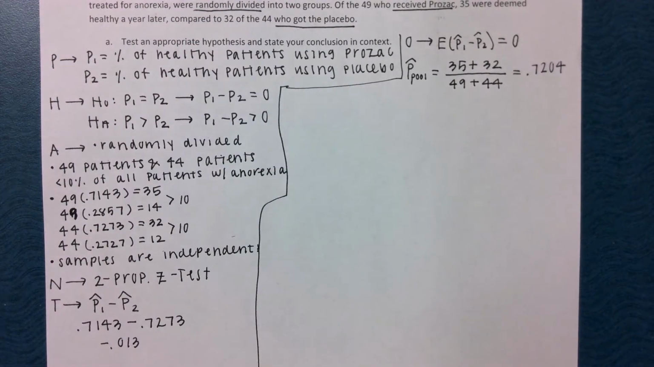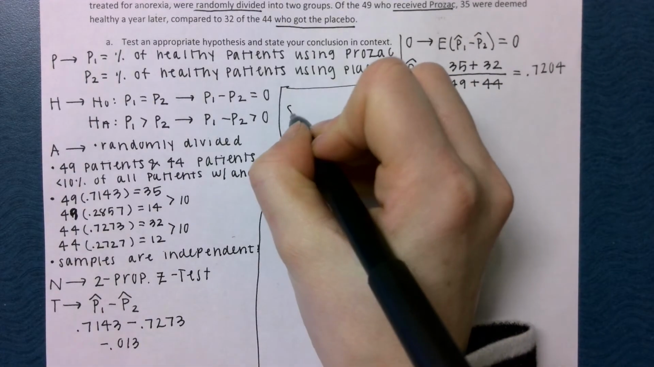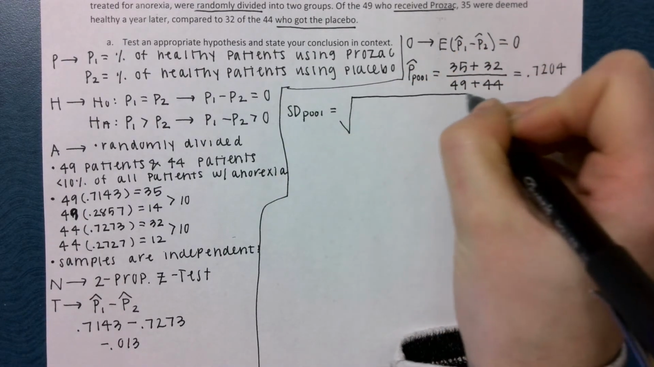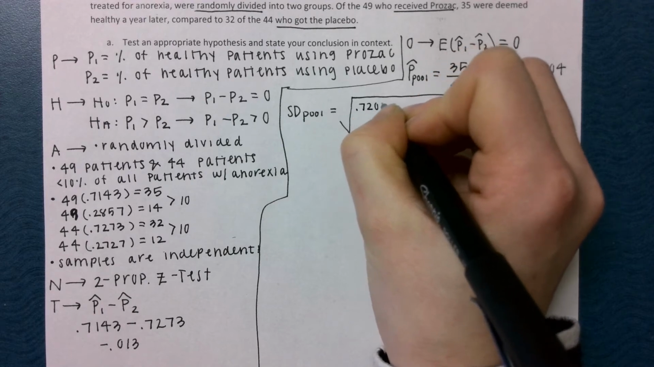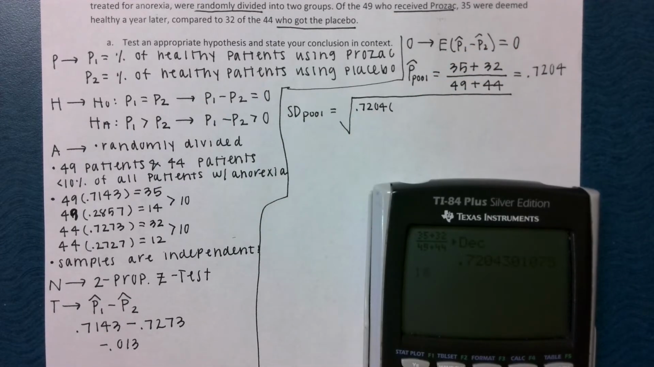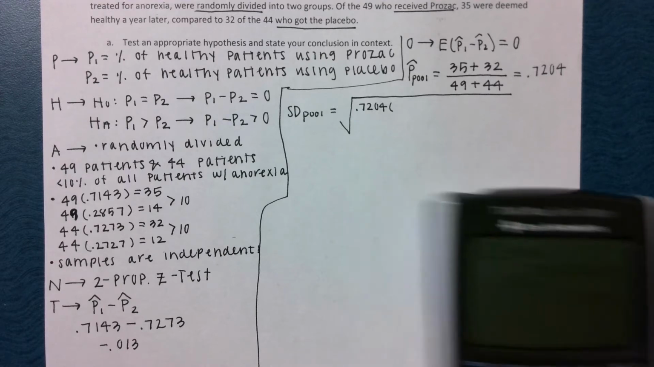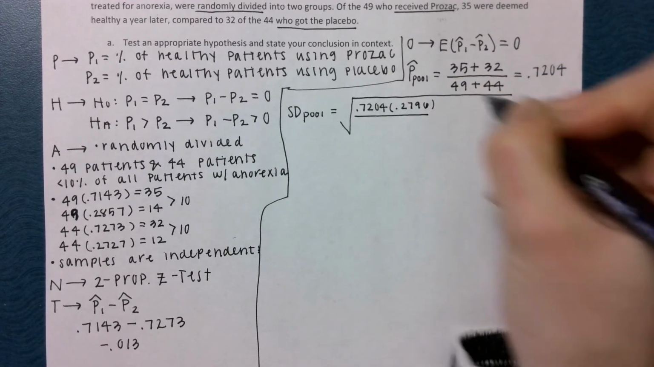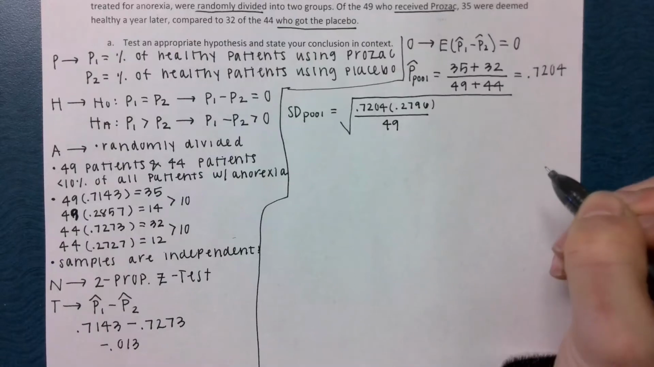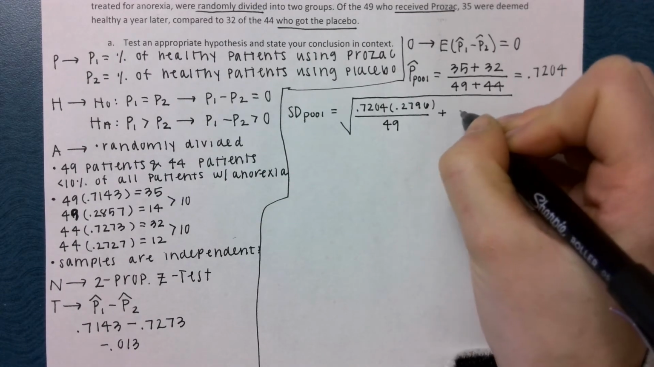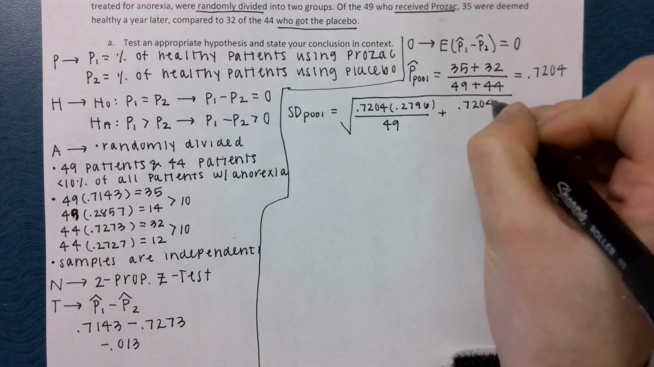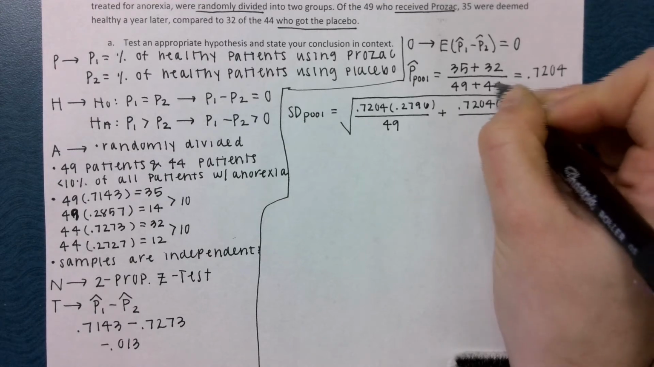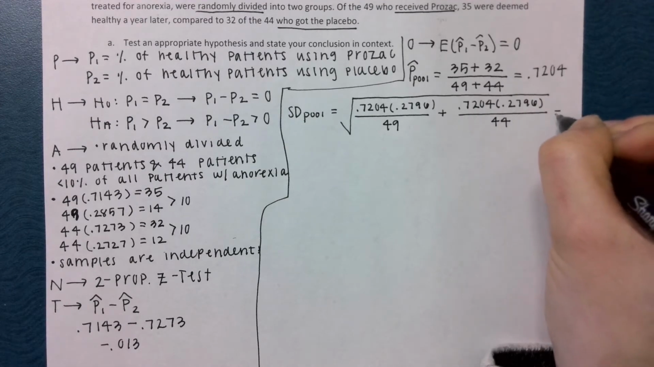Okay, we're going to use that p hat pooled then to calculate our standard deviation. So we have our big old square root. I have my p hat pooled times q hat pooled, so 1 minus 0.7204, divided by the first sample, which is 49. I'll then take the same thing, so my p hat pooled times q hat pooled, divided by my second sample, which is 44.